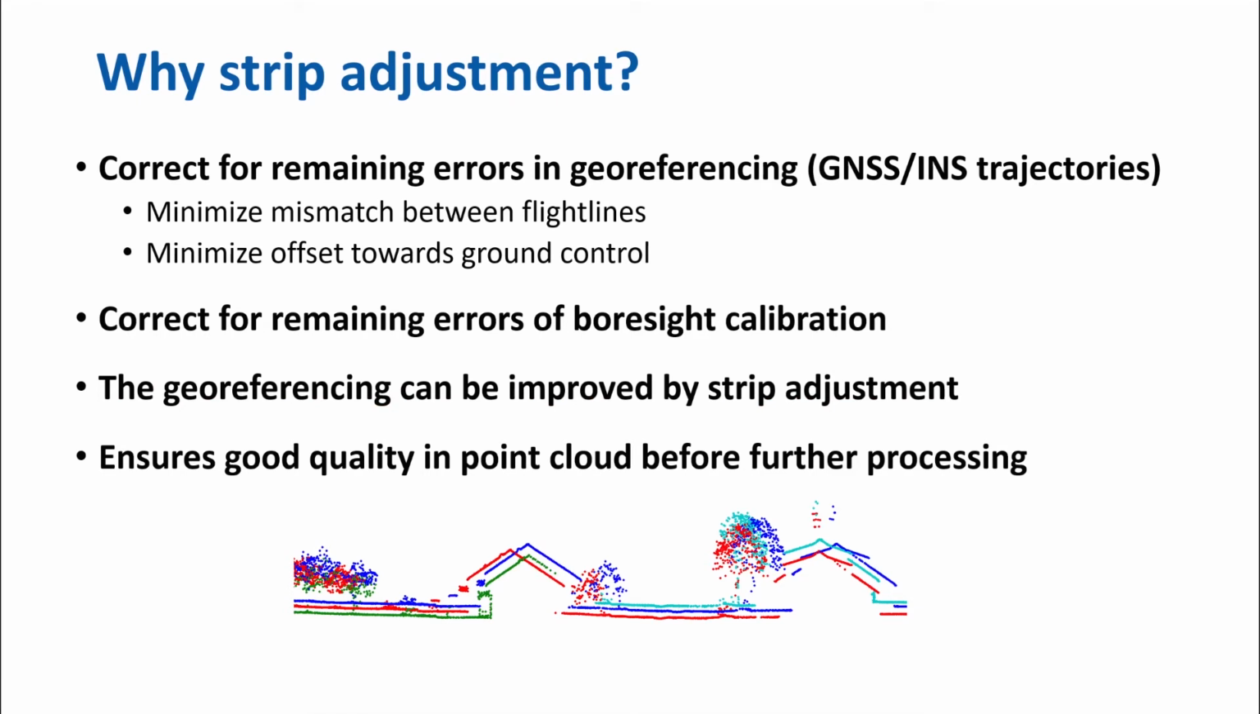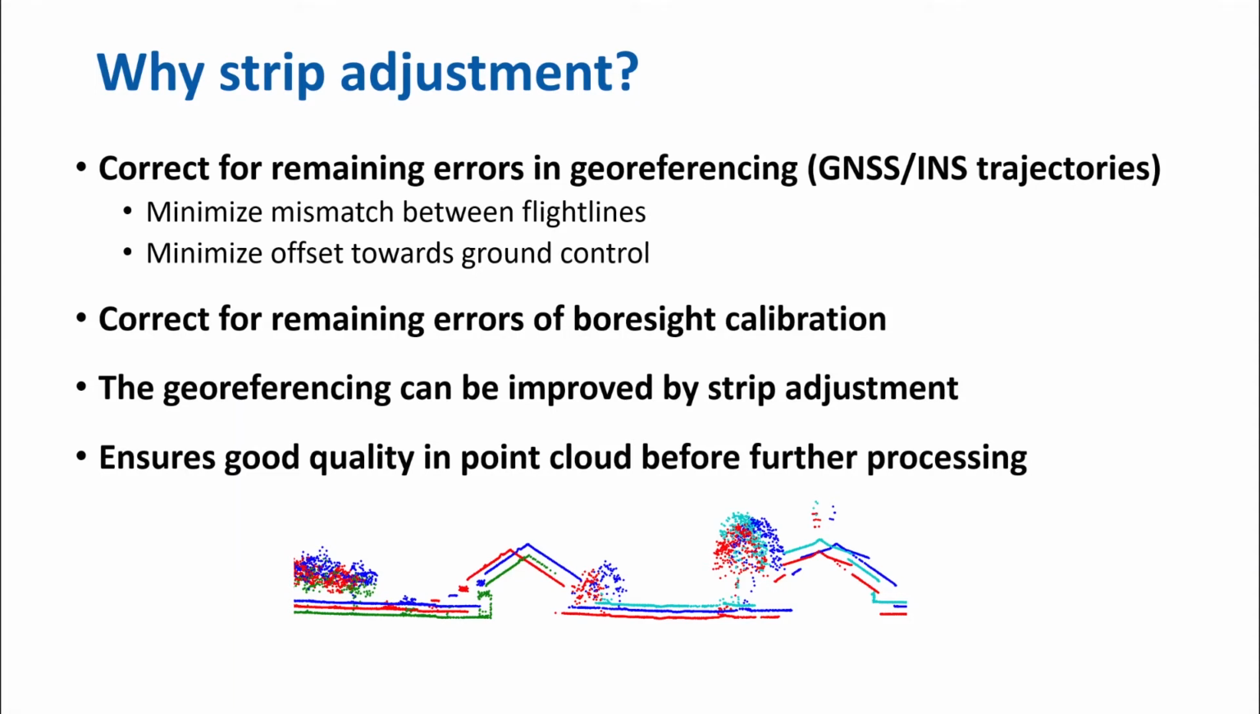So, why do you do strip adjustment? Well, you do it because you want to correct for remaining errors in georeferencing. Although GNSS and INS give you really good georeferencing, there are still some errors remaining that, if you correct them, will improve the quality of the point cloud. So you do it to minimize the mismatch between flight lines, and you do it because you want to minimize the offset towards ground control.